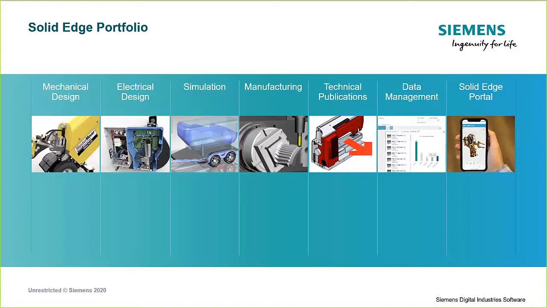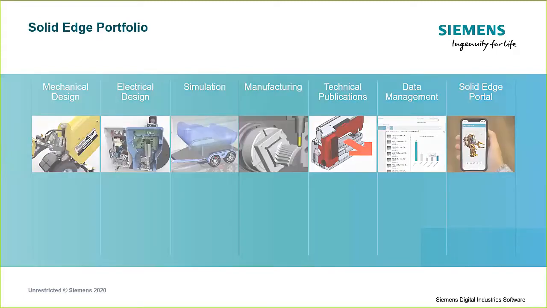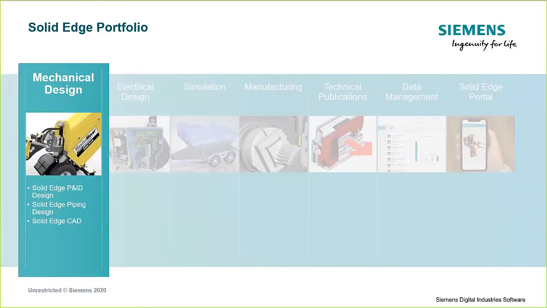Solid Edge is not just an MCAD system, but really a portfolio of a number of products. And in the past few years, over 50 new products have been introduced. And we organized the portfolio into 7 pillars, which are shown here. On the mechanical, on the far left, is where we have placed the P&ID and the piping design technology, adding it to the mechanical pillar.